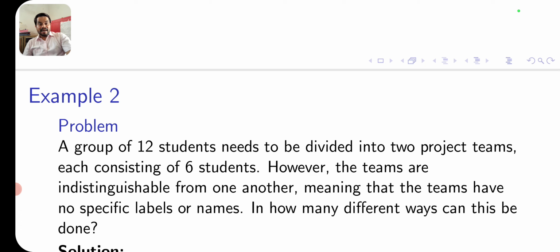And another condition is given here. The teams are indistinguishable. What does it mean? In the last lecture we discussed the distinguishable case and the indistinguishable case. Here the case is indistinguishable. It means that swapping the two groups of 6 students does not create a new arrangement.